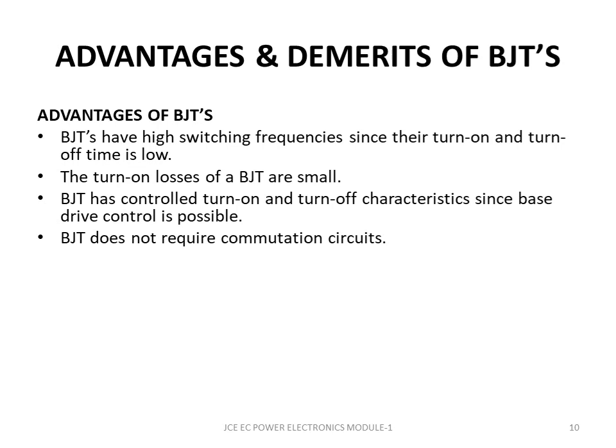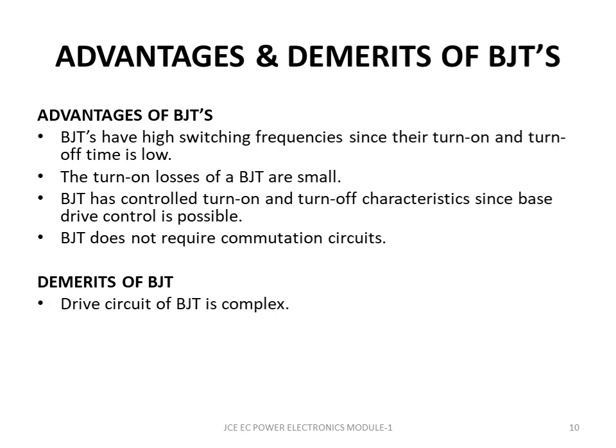BJT does not require commutation circuits, right? Because the base itself can turn off. It doesn't need any commutation circuit. So these are the advantages we have seen. At least four advantages. That is, it has a high switching frequency, turn on loss is less, and since it is controlling turn on and turn off, you can use it for drive control. And since it does its own turn on and turn off, you don't need any commutation circuit.